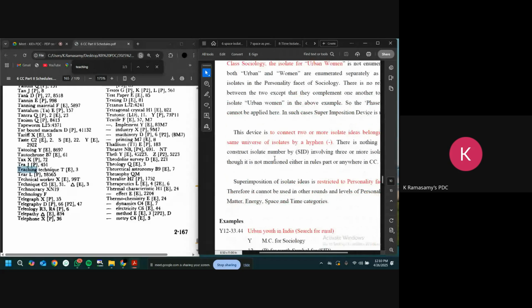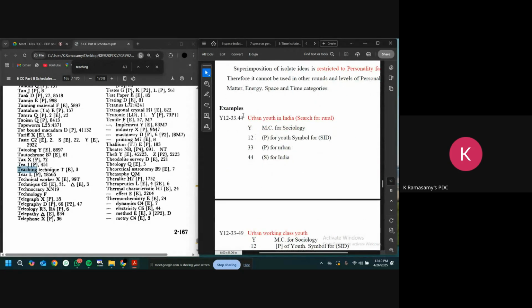I give a small example. For example, there is a book called Urban Youth in India. Okay, Urban Youth in India. Here two concepts are there. One is urban, another is youth. Two concepts are there. Okay, I just want to find the number for, maybe I want to find the number for youth. Let me try for youth.